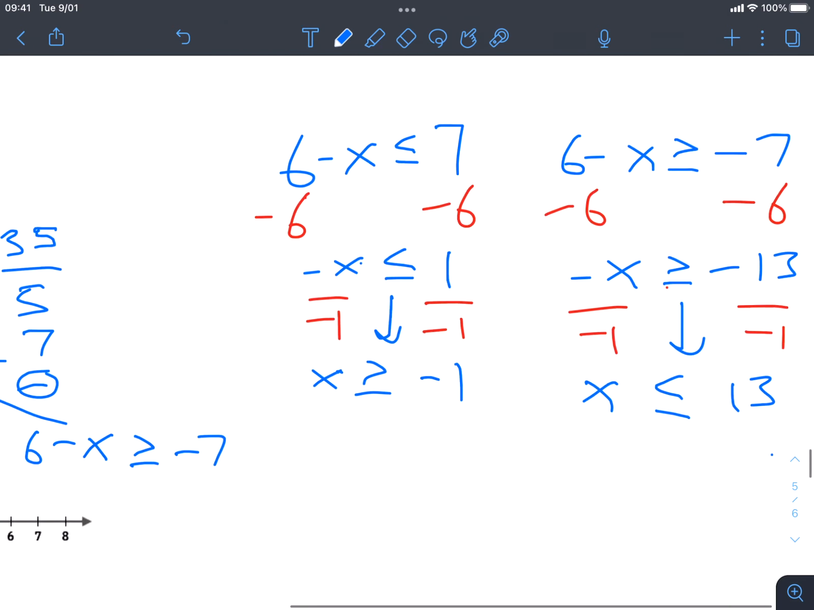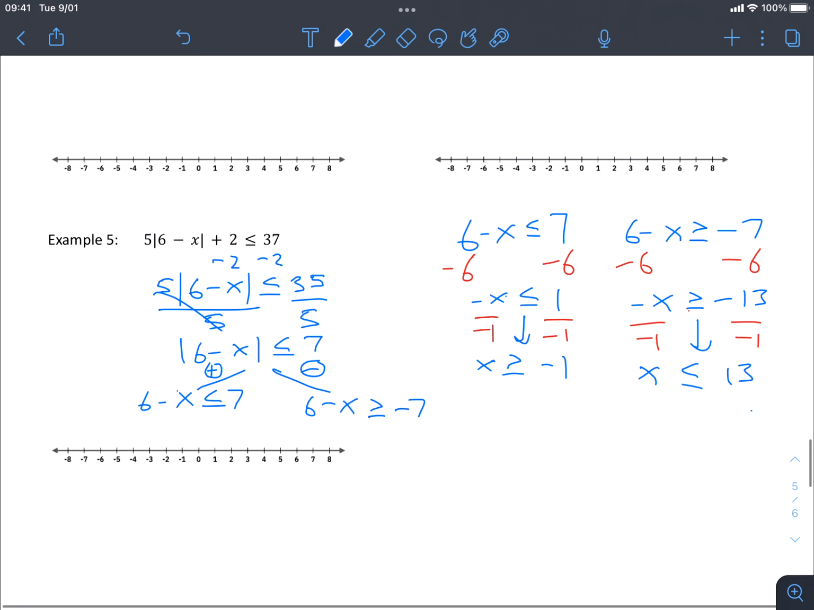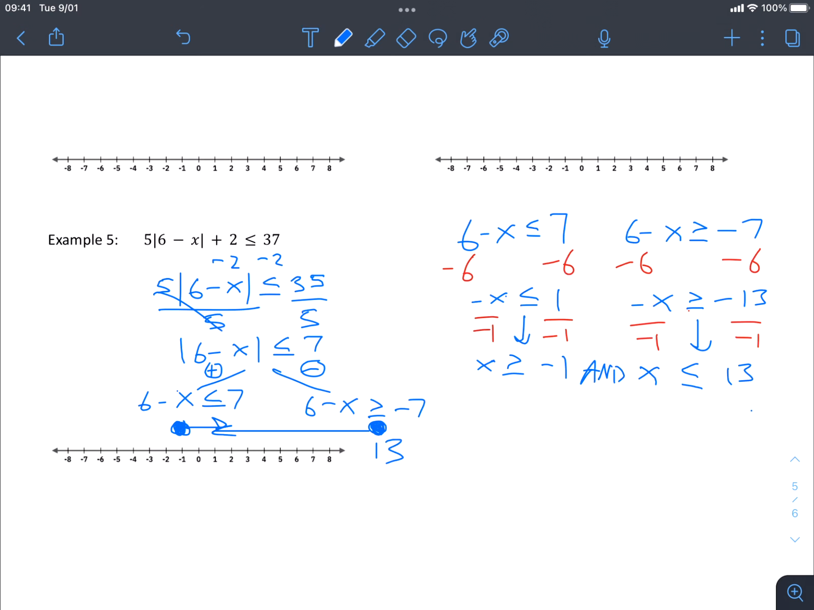I would then go, of course, to graph these inequalities. I have an inequality at negative 1. It is closed, and it's going to the right. And I would have an inequality at 13 somewhere here, going to the left. So we know that this is an and inequality. So we would say and in the middle, and we would write our inequality such that it displays how x compares to negative 1 and 13. It's actually in between.